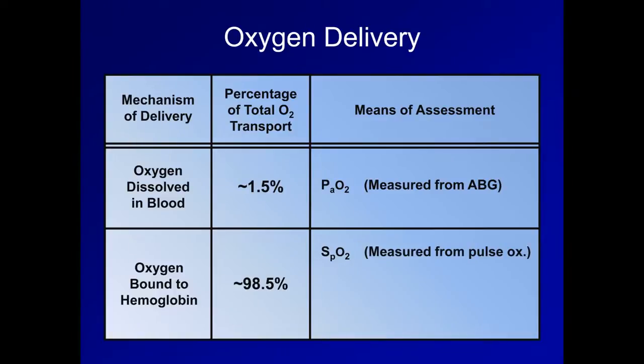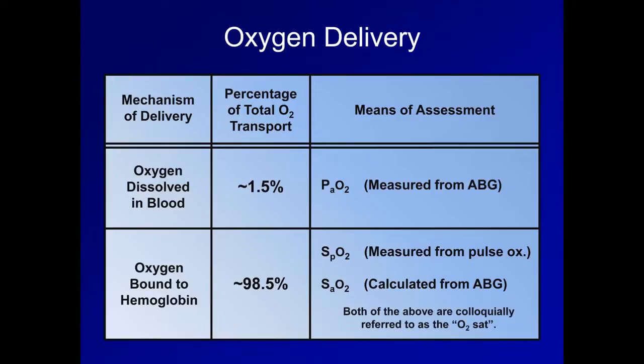An alternative to the SpO2 is a frequently overlooked value called the SaO2, which refers to the percentage of hemoglobin bound to oxygen as calculated by the ABG analyzer using a rather complex algorithm. The SaO2 can also be directly measured by a device known as a co-oximeter, which is more reliable but is infrequently used due to the co-oximeter's expense and physical size. Both SpO2 and SaO2 are colloquially referred to as the O2 sat.